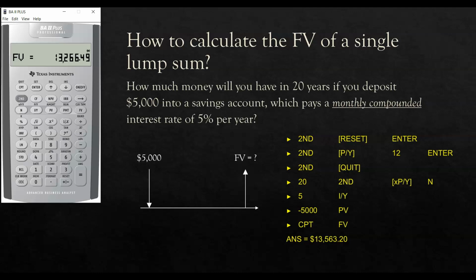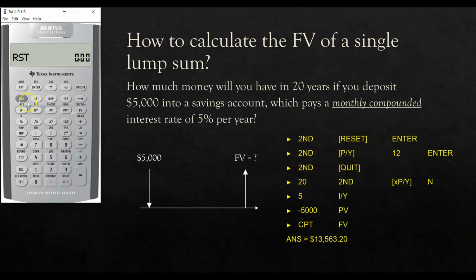So like I always do, I want to walk you through this using my calculator, which I already have on my side here. Again, what I'm going to do here is second, reset, and enter. That clears the memory of the financial calculator. Like I said, if you have monthly compounding, then you need to set that for your financial calculator.